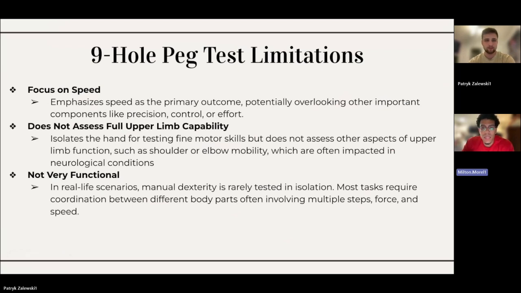It isolates the hand for testing fine motor skills, but it doesn't assess other aspects of the upper limb function, such as the shoulder and elbow mobility, which are often impacted with some neurological conditions. And in real life scenarios, manual dexterity is rarely tested in isolation like it is in this test. Most tasks require coordination between different body parts, often involving multiple steps like force or speed.